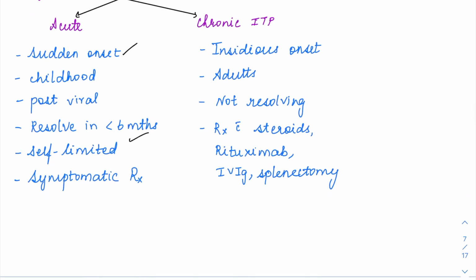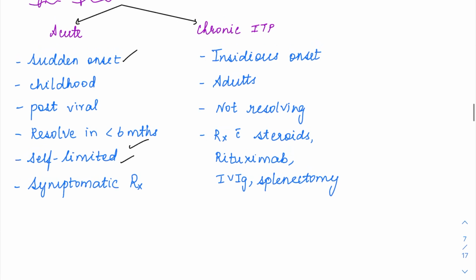As such, there is no treatment needed. Symptomatic treatment will be enough for this. It is a self-limited condition. While chronic ITP usually presents in the age group of 20 to 40 years, especially females. And here it is going to be of insidious onset.